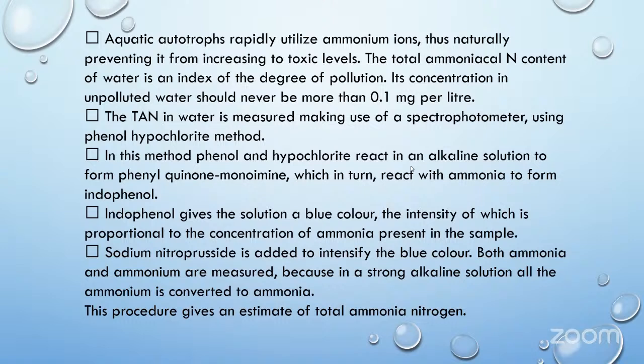In this method, phenol and hypochlorite react in an alkaline solution to form phenylquinone monoamine, which in turn reacts with ammonia to form indophenol. Indophenol gives the solution a blue color, the intensity of which is proportional to the concentration of ammonia present in the sample. Sodium nitroprusside is added to intensify the blue color. Both ammonia and ammonium are measured because in a strong alkaline solution, all the ammonium is converted to ammonia. This procedure gives an estimate of total ammonia nitrogen.